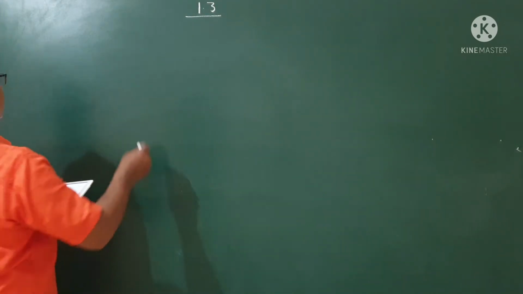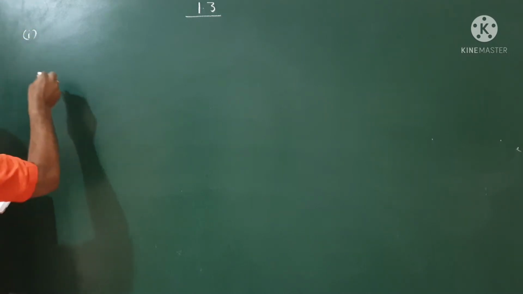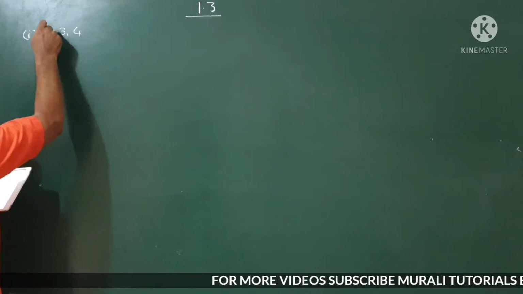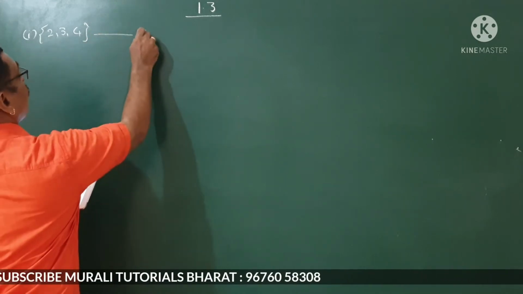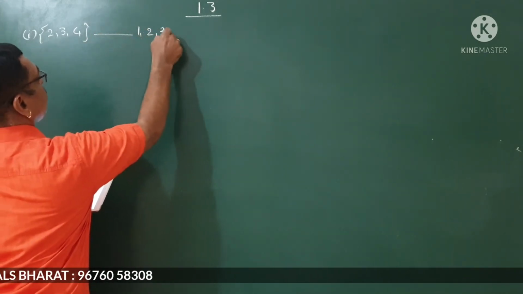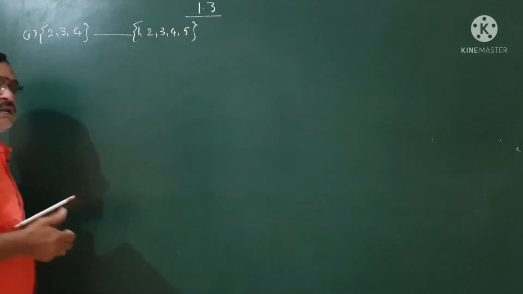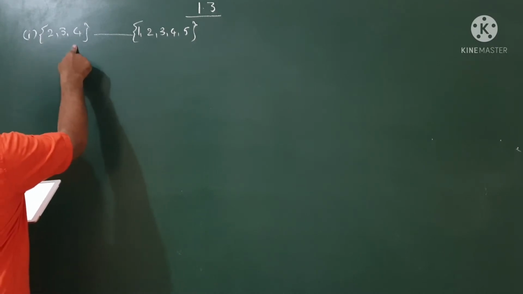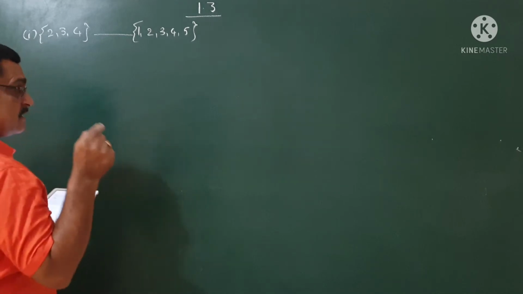So the first question is like this. {2, 3, 4} dash {1, 2, 3, 4, 5}. You can tell yourself whether the first set is a subset of the second set or not. Yes. Why? Because every element of the first set belongs to the second set. Therefore, the first set is a subset of the second set.